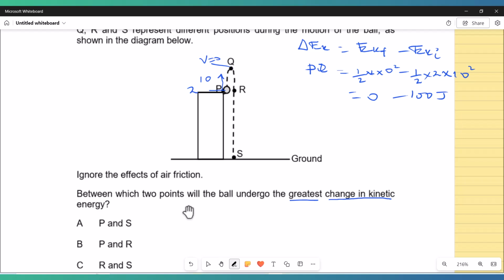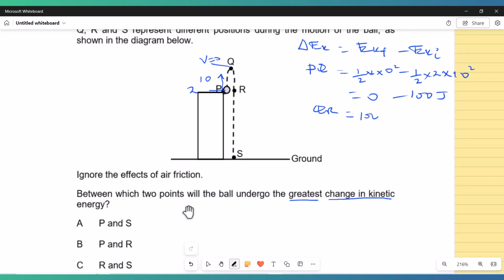Now consider from Q to R. From Q it is from 0 velocity. What about R? It's going to be 10 as well, because it is the same height as P. So the change in EK from Q to R is going to be a half times m times v at R squared minus 0. So basically it's going to be 100 minus 0, which gives us positive 100. So this time it is 100.